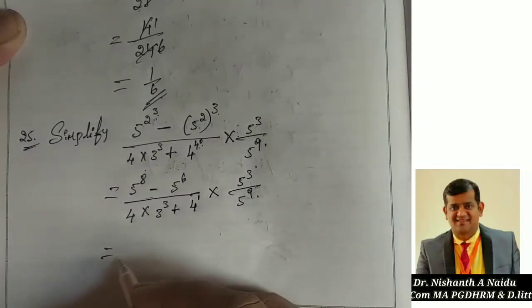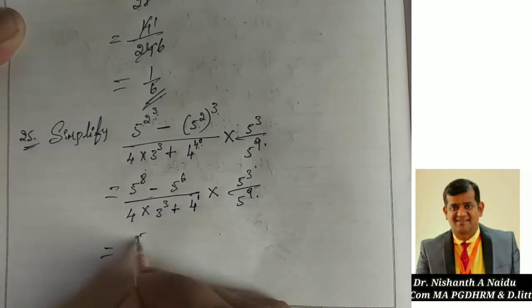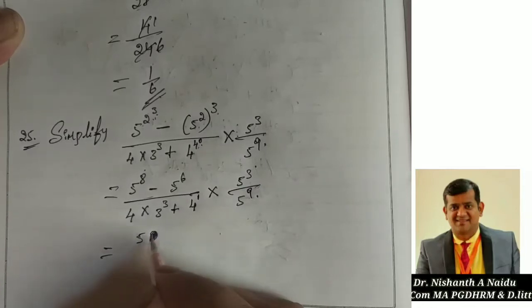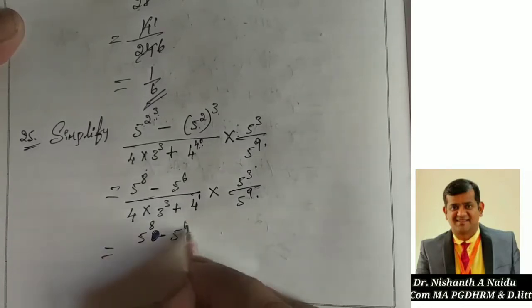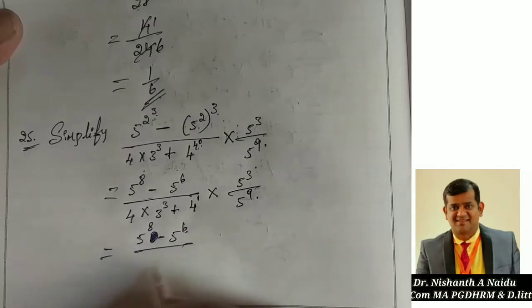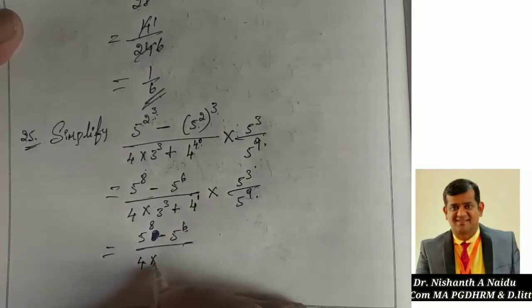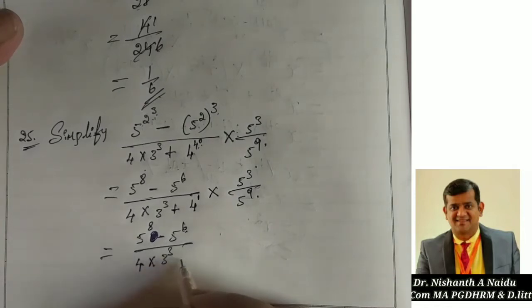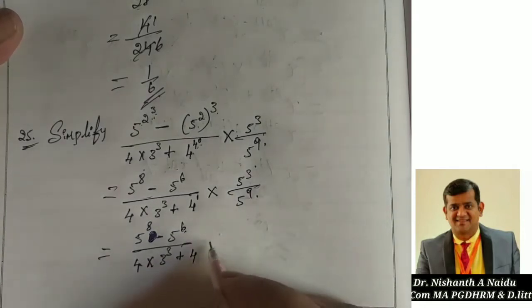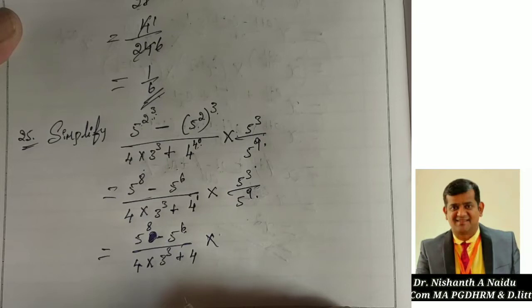So in the next step what happens? 5 to the power 8 minus 5 to the power 6 divided by 4 into 3 to the power 3 plus 4 into 5 to the power 3 is there, right?